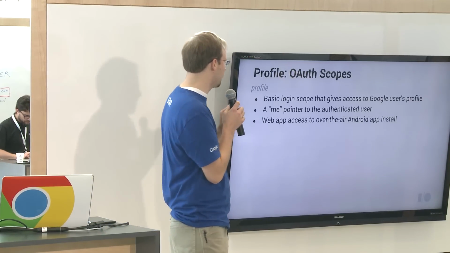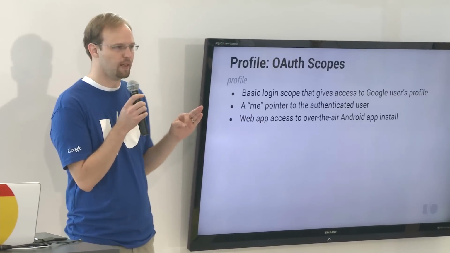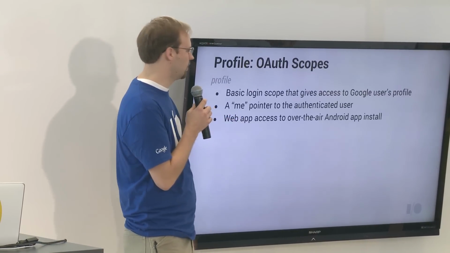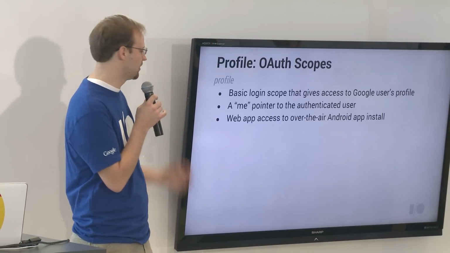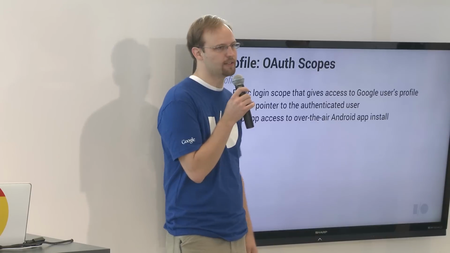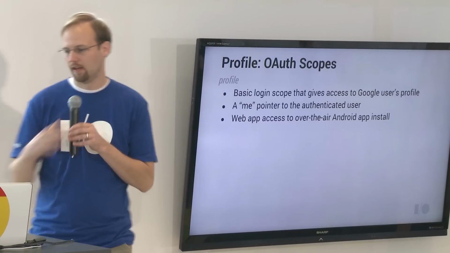So we're going to start off with the profile scope. The profile scope is almost the basic login scope. It gives you the basic information about the Google user. It also gives you a me pointer, which I'll talk about later when we show an example of using it. And then we also get the ability to do over-the-air install for Android apps.